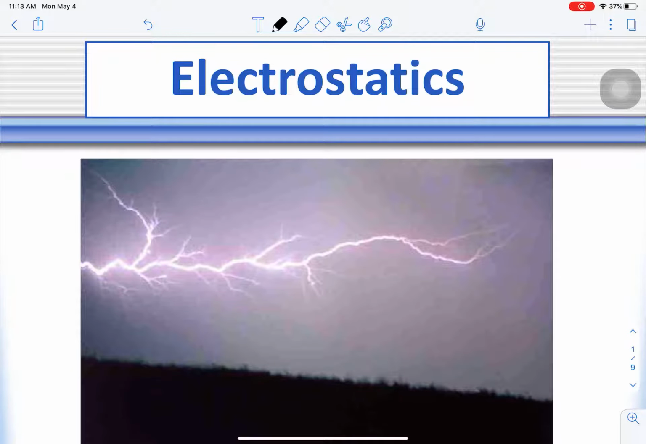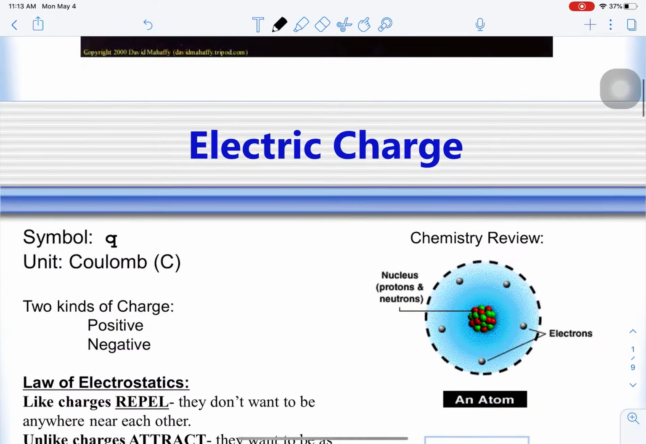Hey, what's up, guys? I'm going to go over electrostatics with you. Now, all electrostatics is, we're just analyzing charged objects, neutral objects, how they interact, and analyzing the electric force between them. Okay, that's all it is. Don't let this big word scare you. So let's get right into it.